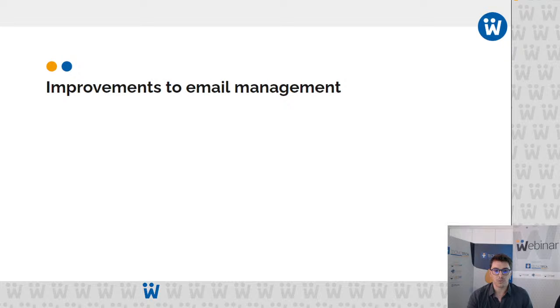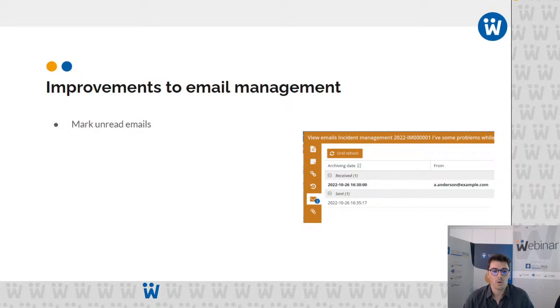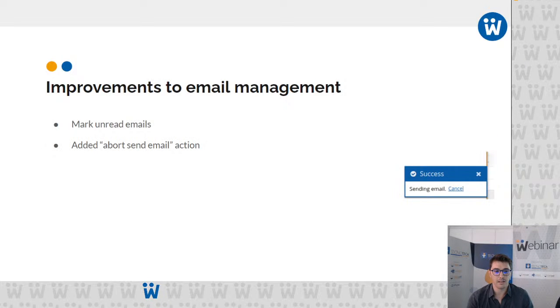For the implementations to the email management, we have added a feature that marks unread emails for users. Then when the user reads the email, it is set as read, so users can know which emails must be read. Then we have added the abort send email action. Users can set a delay of time during which they can cancel the sending of an email.